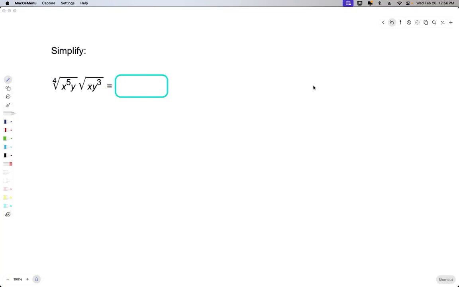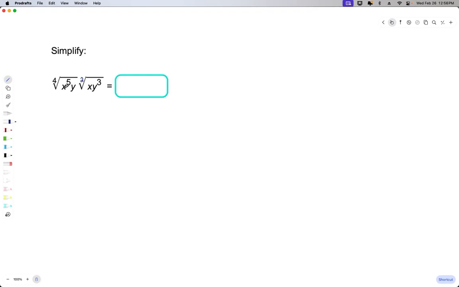All right, so let's look at these problems. Here we need to simplify, and we've got a radical with a 4 index times a radical with a 2 index. If you look very carefully, this without a number, that's a 2, right? So we're just going to multiply these together, but first we're going to transform them into having the fractional exponent, which makes it easier.